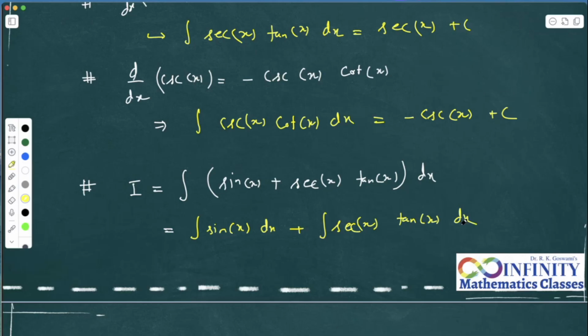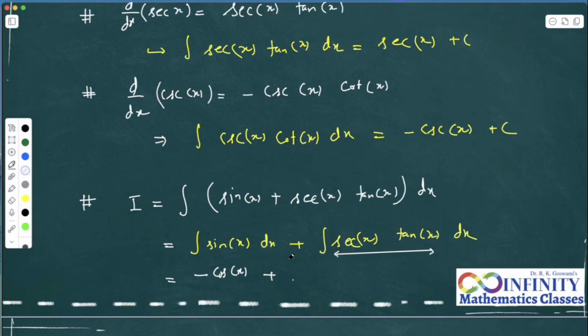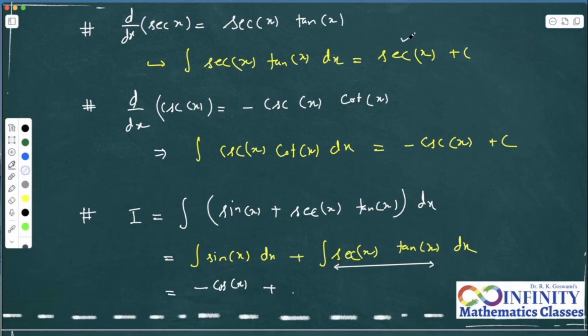Perfectly okay. Whose derivative is sin x? Derivative of cos x is negative sin x, so the integration of sin x is negative cos x. This is the integration you know. Whose derivative is secant x into tangent x? Positive secant x. Perfectly okay, and you got the answer.